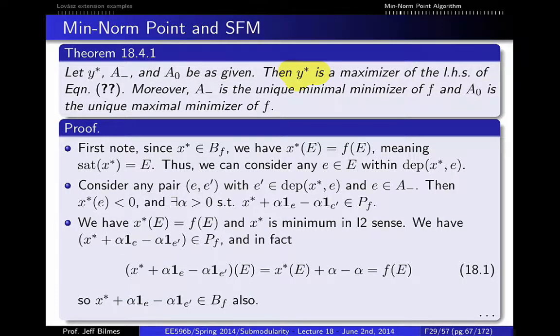And A minus is the unique minimal minimizer of the submodular function, and A naught is the unique maximal minimizer. Now, this is just the first page of the proof, and I think 2 lectures ago, we proved this in detail.